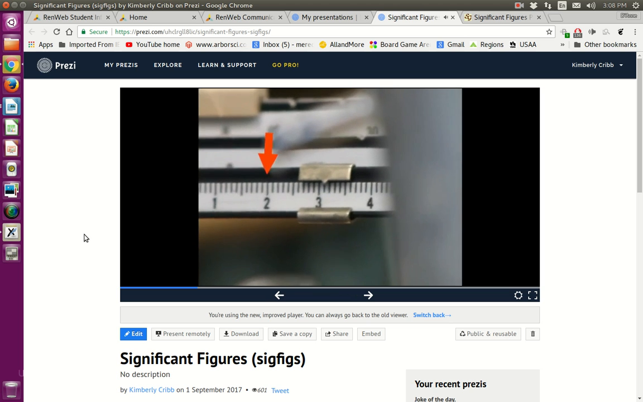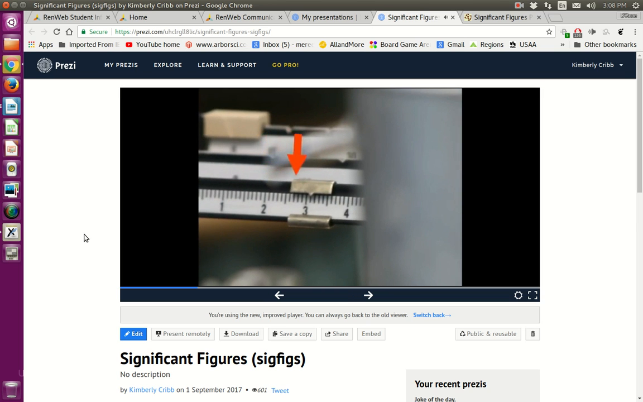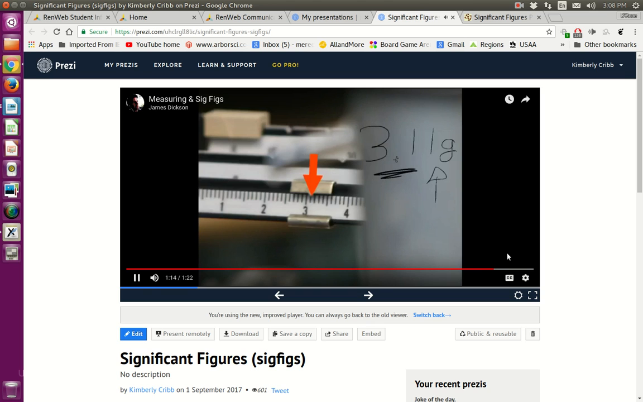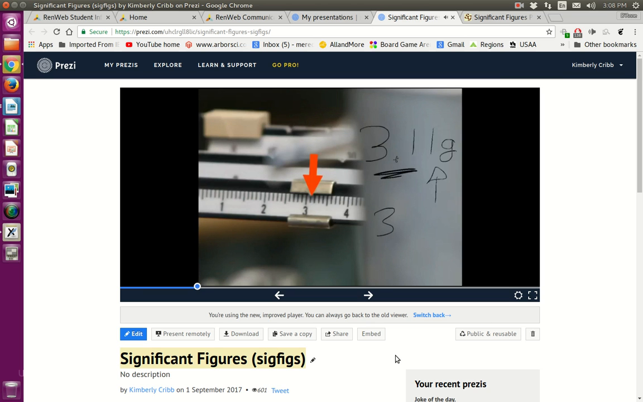If I look over here where my slider is, I see that it's just past the 3.1. So I know for sure it's 3.1. Let me write that down. So I know for sure it's 3.1. That's what I know for sure. I must now estimate this last digit. I'm going to estimate that it's a little bit past that. It's 3.11. I'll put the units as grams. That gives me then 3 significant figures. 3 sig figs.